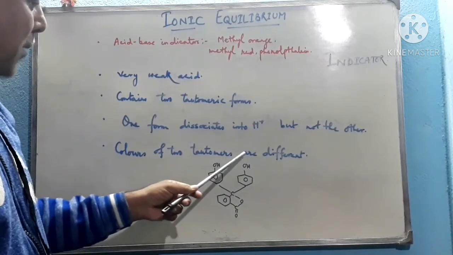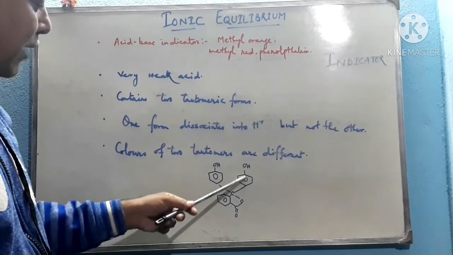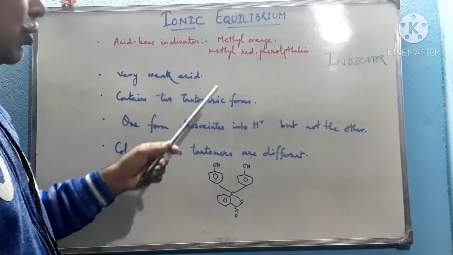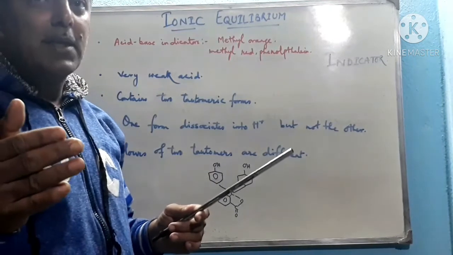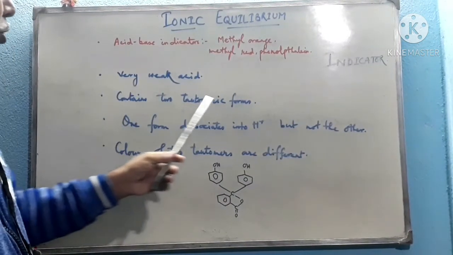See this. After the removal of H+, it enjoys resonance stability and dissociates this linkage. Again, it forms this linkage to maintain the compound. So it is a very weak acid, with dissociation of H+ and again association of H+. So it contains two tautomeric forms.